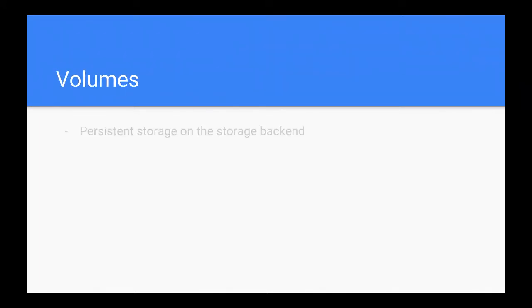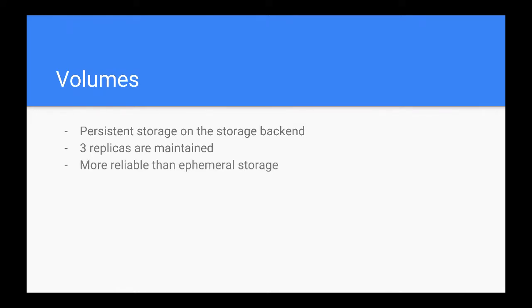So volumes, those are the persistent storage on the storage backend. We maintain 3 replicas of them at all times. Whenever you create a persistent volume in the cloud, there are 3 copies of your data within Sharcnet at all times. It's more reliable than ephemeral storage. Normally, the chances of ephemeral storage going bad is much higher than the chances of persistent storage going bad, because ephemeral storage is normally a single disk. If it goes bad, then the data might be lost.